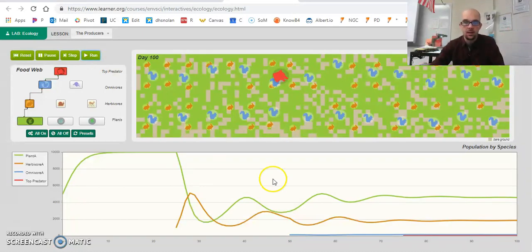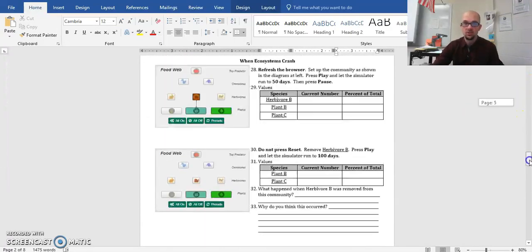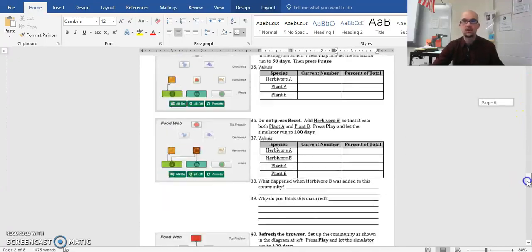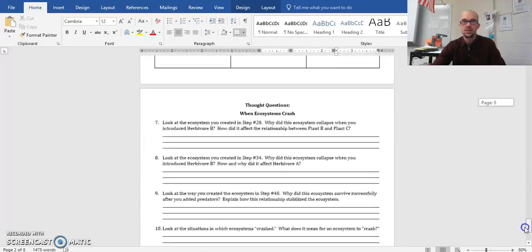And so once again, you're going to go down here. You're going to estimate the numbers of each one, and you're going to report those and their percents in the table there. So this is something that you're basically going to have to do over and over and over again, right? There's a bunch of situations where you have to do this and redo this. There's a bunch of thought questions at the end as well.